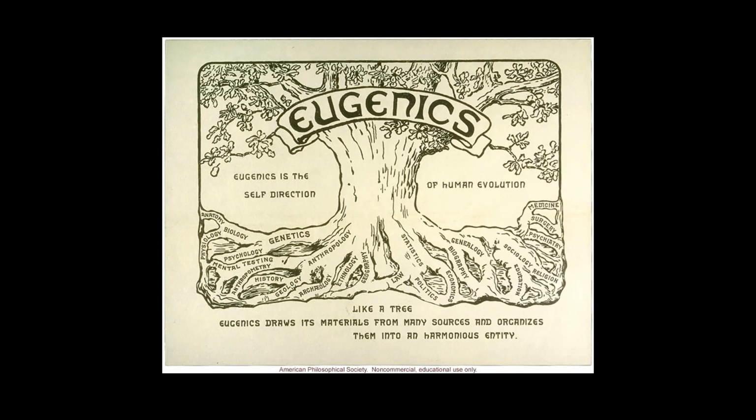So anyway, this first slide here, which I hope you can all see, if this recording has worked out right, then you can. But this is from a very old, turn of the century, not just last century, turning into the 20th century, textbook, kind of explaining in picture format what eugenics is and offering a definition. It is the self-direction of human evolution, right?